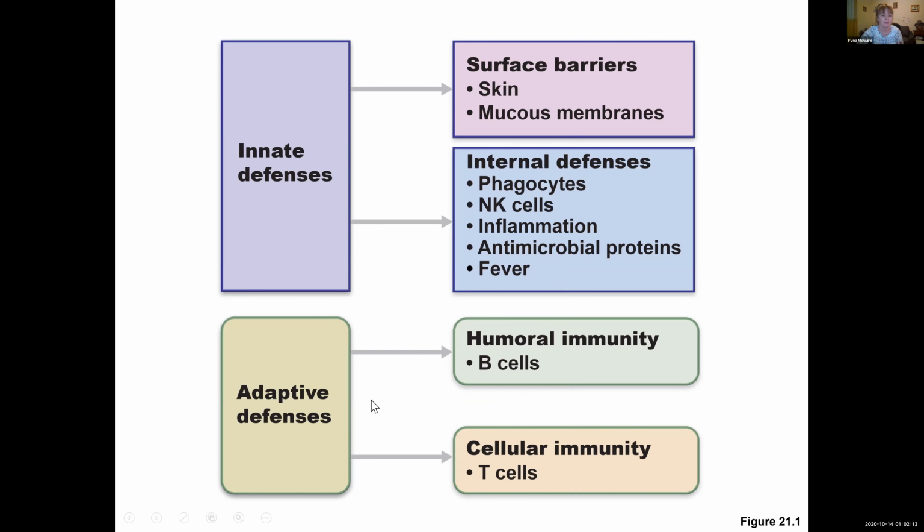And adaptive defense is divided into humoral immunity, and humoral means this immunity happens inside fluids of your body, for example tissue fluids. Cellular immunity happens within the cells. So when cells are infected, we have a mechanism to destroy those infected cells and, as a result, destroy those viruses or bacteria that are intracellular parasites.